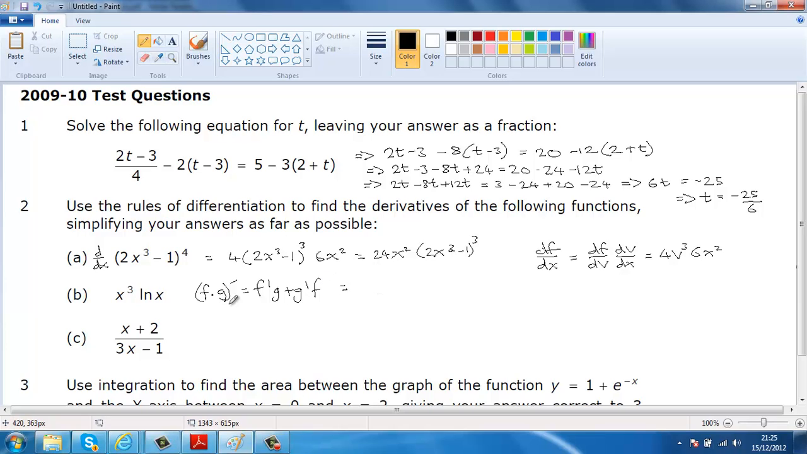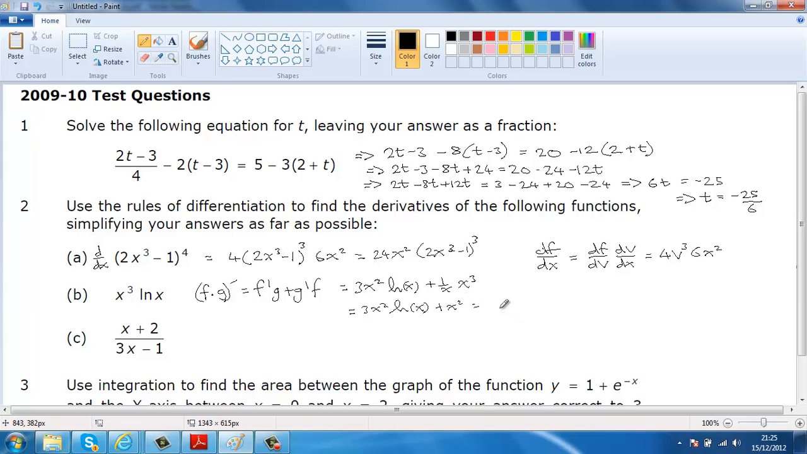So in this case, if we call f x cubed and g natural log of x, well, f dash is going to be 3x squared. g is just the second function, so natural log of x. g dash, the derivative of natural log of x is 1 over x times the first function, x cubed. Now, x cubed times 1 over x is the same as x cubed divided by x, which is x squared. So this comes to 3x squared natural log of x plus x squared.